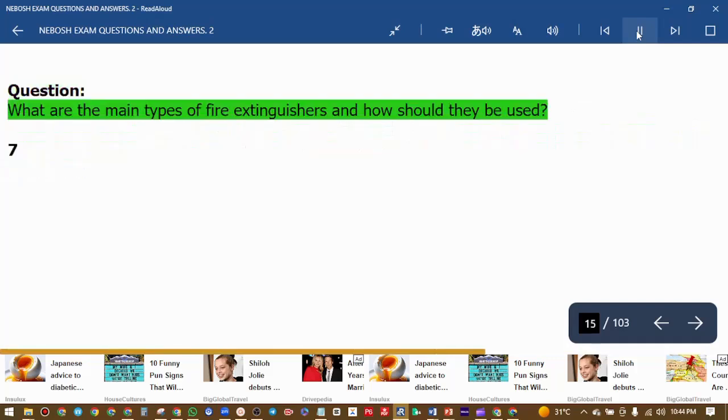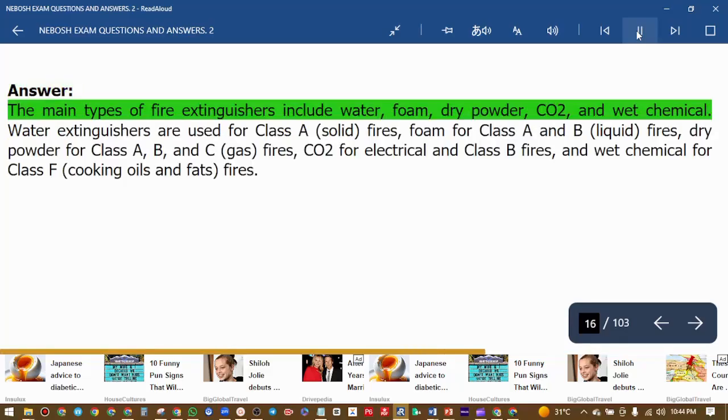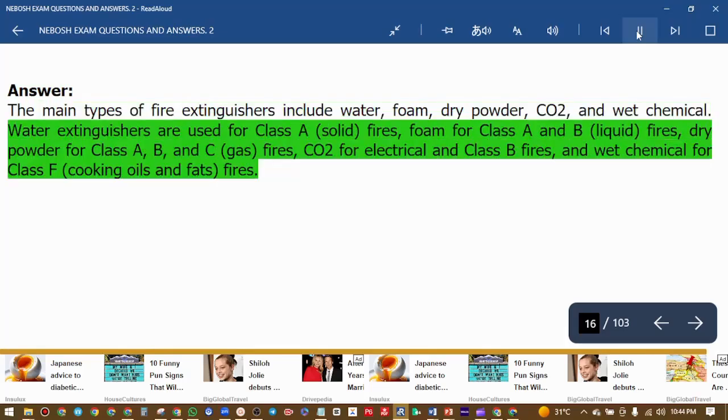Question 7. What are the main types of fire extinguishers and how should they be used? Answer. The main types of fire extinguishers include water, foam, dry powder, CO2, and wet chemical. Water extinguishers are used for Class A, solid, fires, foam for Class A and B, liquid, fires, dry powder for Class A, B, and C, gas, fires, CO2 for electrical and Class B fires, and wet chemical for Class F, cooking oils and fats, fires.